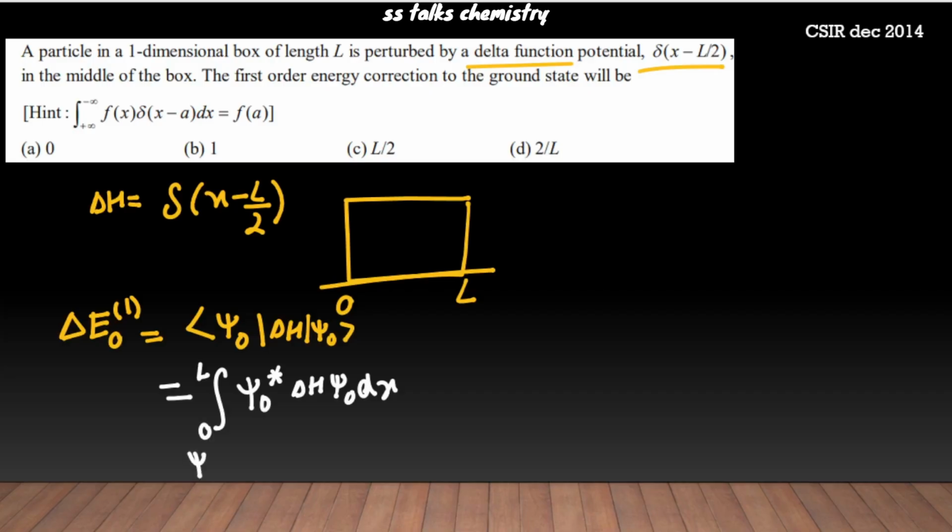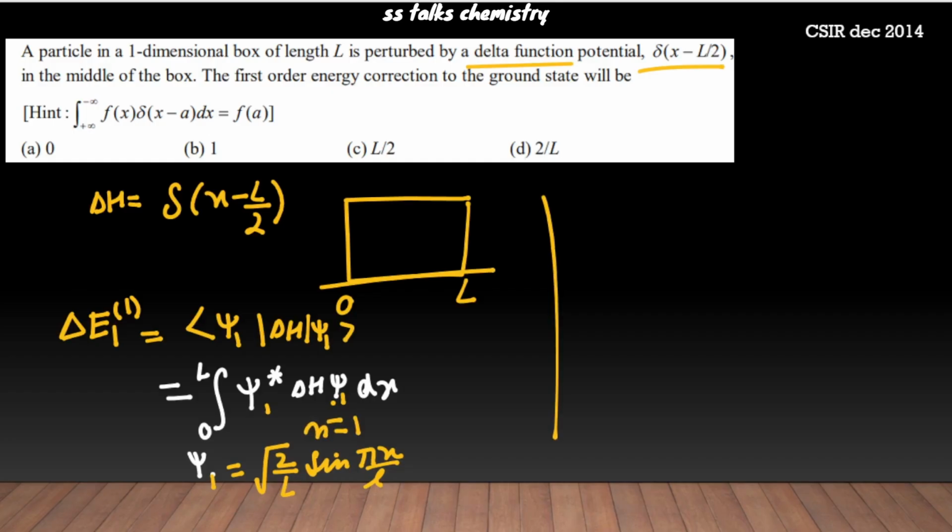Now the wave function for the ground state. For the ground state it is not psi naught, it is E1 in the particle in the box, so you can write psi 1 over here. Okay, so this is the first order for the ground state, so that is psi 1. Here also it is psi 1. So the wave function for that will become root of 2 by L into the sine of pi x upon L. So n value is 1 only. Okay, so substitute these values now.